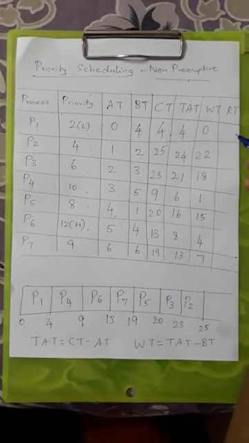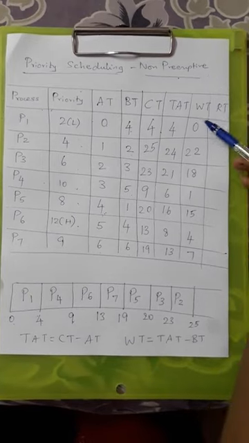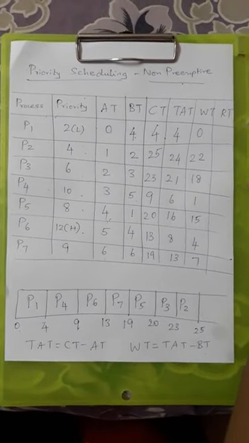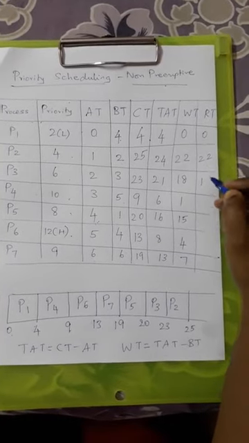Next, the response time. For a non-preemptive algorithm, the waiting time and the response time will be the same. So simply write the same values for the response time.